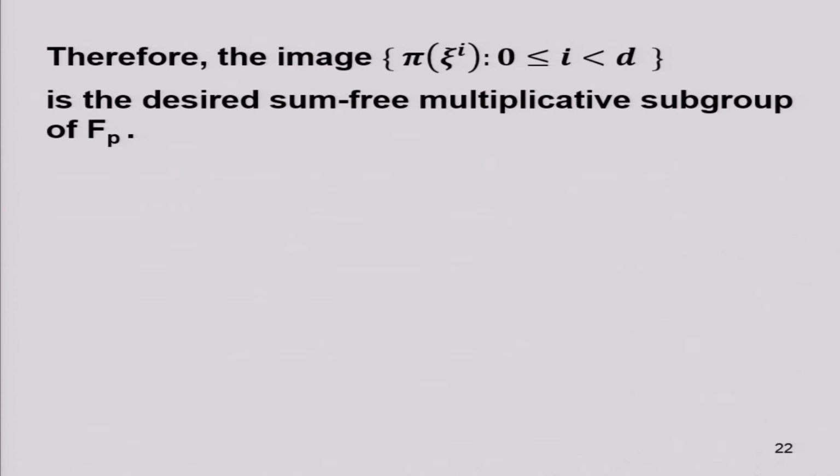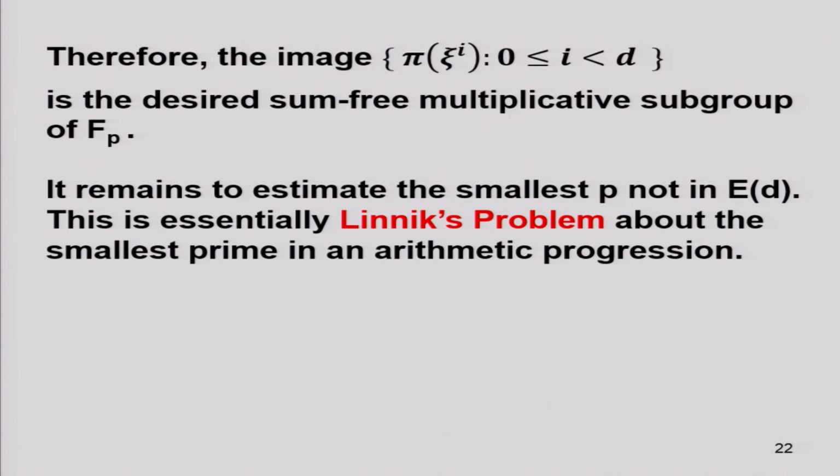Because it means that the image of Xi to the I, namely G, G squared, G to the 4, and so on, the multiplicative subgroup of Fp, is indeed sum free. It doesn't have any solution to G to the I plus G to the J equals 1. Okay? So the only thing that remains to do is to estimate the smallest prime P not in ED.